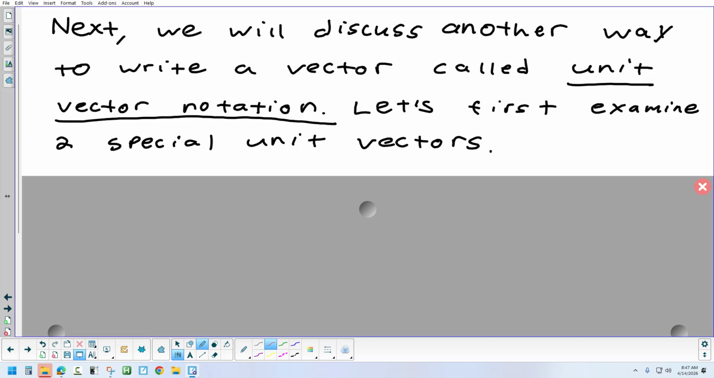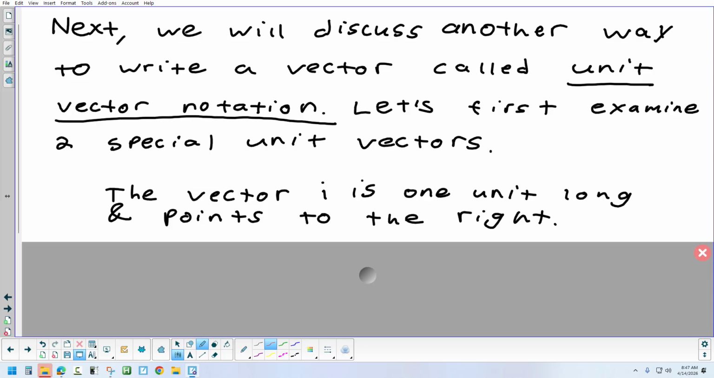But this way is going to use what's called unit vectors. What does it mean again if a vector is a unit vector? It has a what of one? Anybody give me the word we used yesterday? Yeah. Magnitude. So it has a magnitude of 1. So we're going to look at two special vectors that have magnitudes of 1.